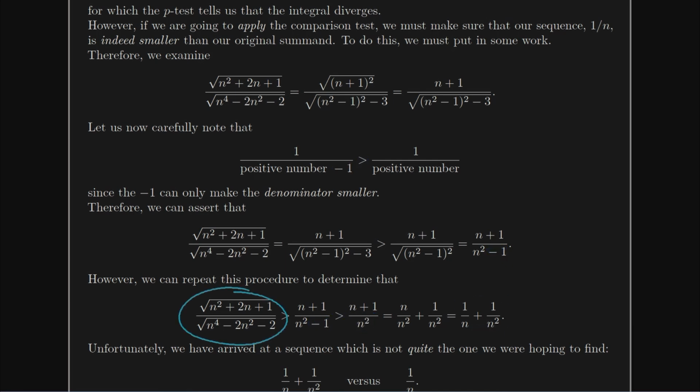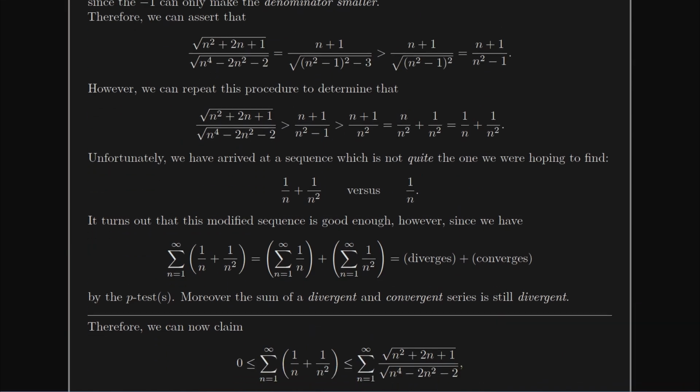So in other words, this original ratio of square roots of a quadratic and a square root of a quartic is actually greater than, and greater than or equal are both good enough in the comparison test world. They're both going to be greater than 1 over n plus 1 over n squared. And what happens when I decide to actually compute the infinite series of 1 over n plus 1 over n squared? Well, the nice thing about series is that it's linear, so I'm just going to distribute that series to each term individually. I have the series of 1 over n and the series of 1 over n squared.